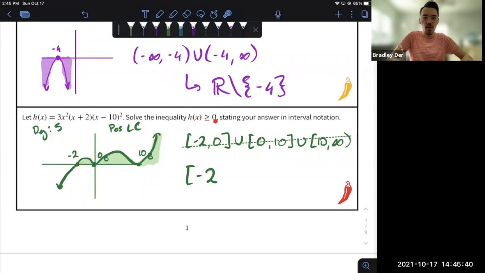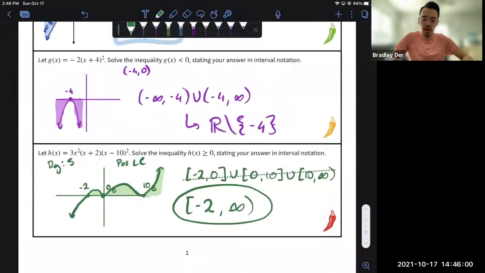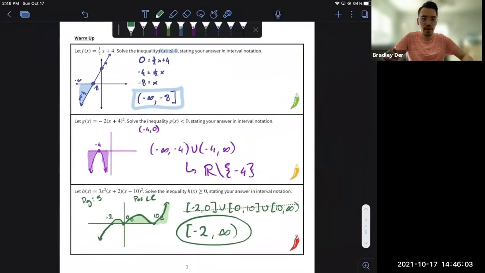If h of x is greater than or equal to 0, I don't want to stop at 0 because this is a good point. Everything to the left and everything to the right was also good for the inequality. Same for 10. I'm going to keep on going. The best way to write this interval would be like so: -2 inclusive to infinity. So zoom out so you get a better look at this. But 3 types of inequalities, scaling up in intensity: linear, quadratic, polynomial. And this is sort of like the baseline of what we need for today's notes.